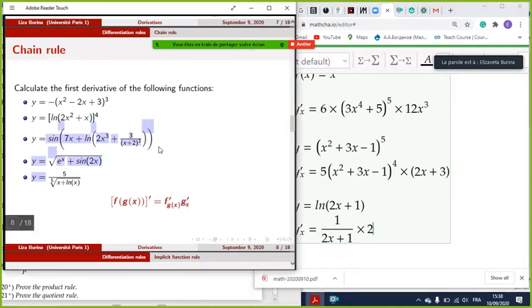It's awful, right? So you have here outer function sinus, inner function this stuff, and then inside you have a logarithm, but not just that, you have another one.